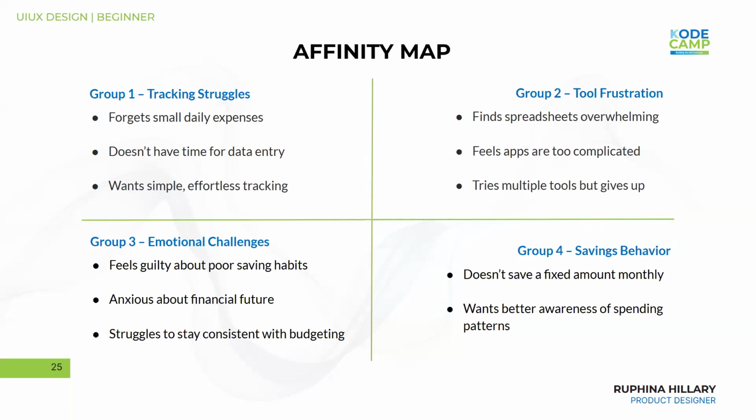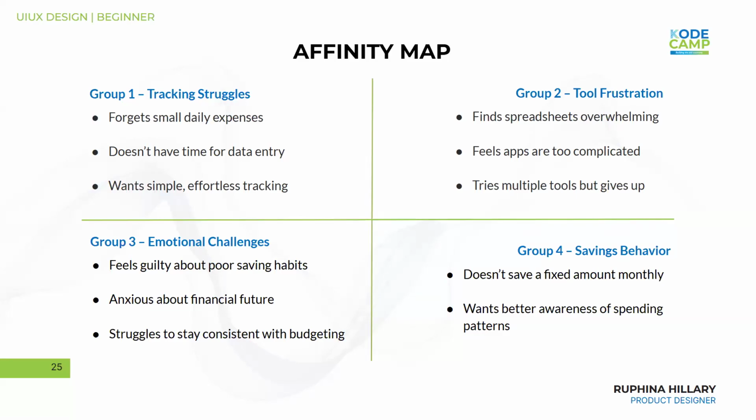So that's why I said they are the same English words, same alphabet, but in different categories. Some might be nouns, some might be verbs, some might be adjectives. All these things here, even spreadsheets overwhelming, feels applications are too complicated, tries multiple tools, feels guilty about poor saving habits. There are 11 insights here, which is a pool of very randomized, scattered data.